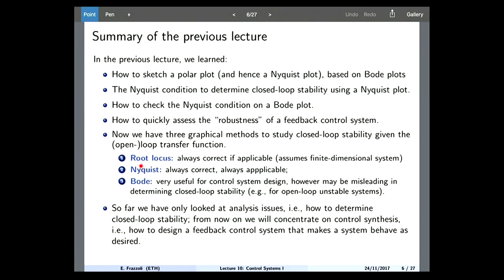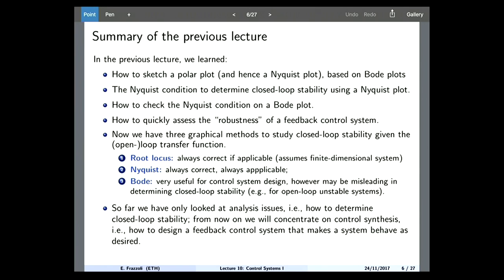First one we looked at is the root locus. Root locus is a favorite of mine. I love it. It's always correct if it is applicable. There are some cases in which you cannot sketch the root locus, and those are the cases in which you cannot write the transfer function in the way that we wrote it, in the sense you cannot write it as a rational transfer function, okay? So you can have cases where, for example, you have a time delay, we will look at it. A time delay is not a rational transfer function, so you cannot use the root locus directly to assess the impact of a time delay, okay? But that said, root locus is always correct if it is applicable.